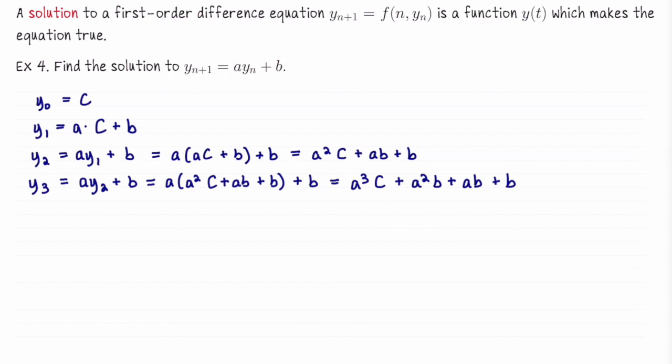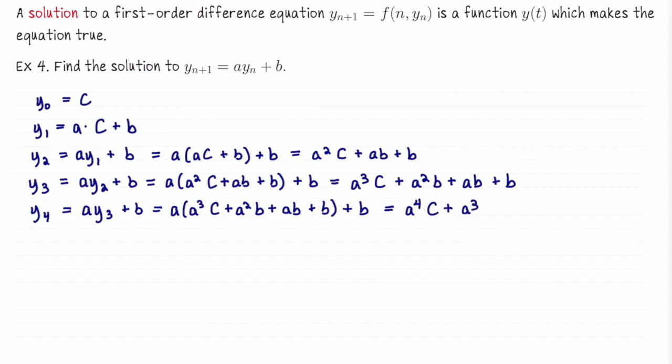Take a second to try to conjecture what the next one will look like fully expanded, and then I will do it. Okay, let's see if you've spotted the pattern. So what is y sub 4? That's going to be a times y sub 3 plus b. But then that's going to be a times the line above plus b. Let's do that and then expand it. So then we get a to the 4th times c plus a cubed times b plus a squared times b plus ab plus b.